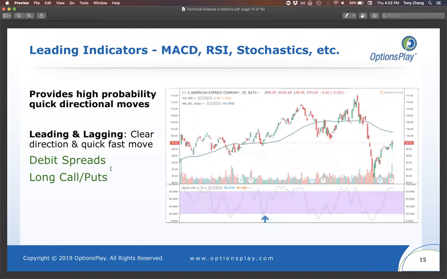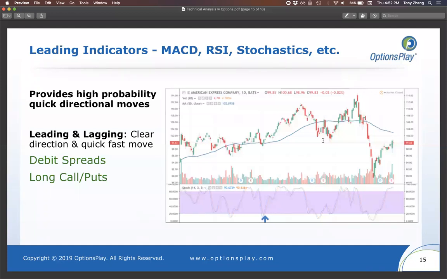Lastly, what I want to leave you with is a sense for how to actually use these indicators to help find high probability signals and at the same time cut out the noise. So I have a chart here of American Express.